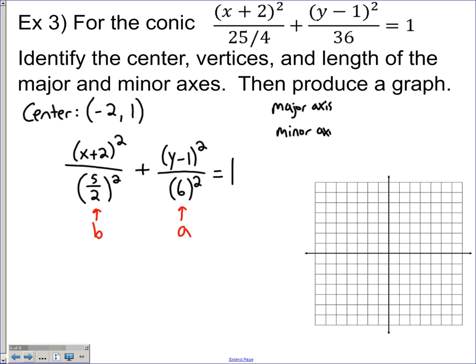Let's go ahead and find those. So the major axis would be 2 times a, which is 2 times 6. So we get 12. And the minor axis has a length of 2b, which is 2 times 5 halves, which is 5. Okay, those should show up on our graph. We found the center. Last thing we're going to do is find our vertices. So this time, our vertices are going to be above and below our center point.